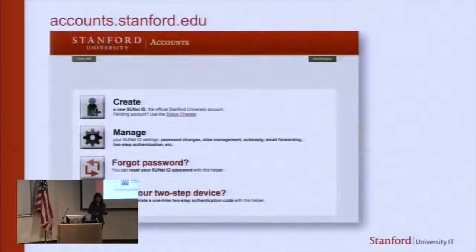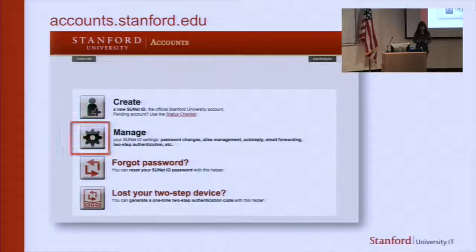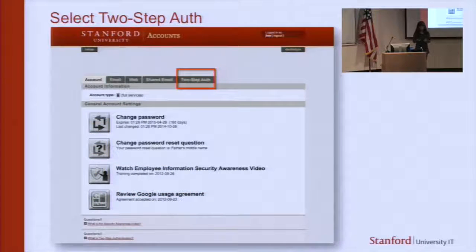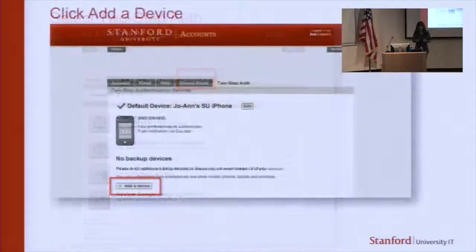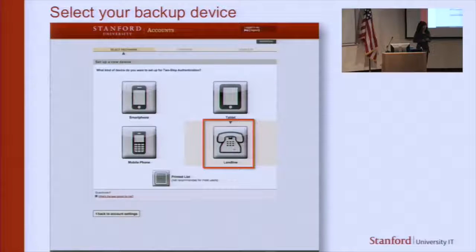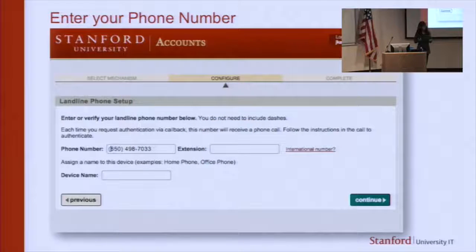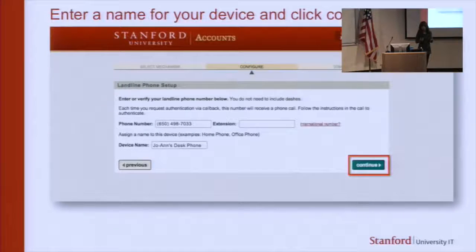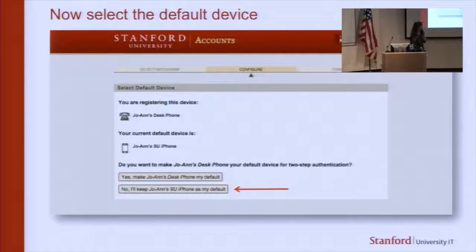Again, I'm going to go back to accounts.stanford.edu, click on Manage, click on the two-step authentication tab, add another device. As I add a device, this time I'm going to choose landline. I just enter my telephone number, my name, the name of the device, and continue. Then it's going to ask me, since you had a device already, do you want this new device to be your default, or do you want the old device to remain as your default? So I'll say, no, I'll keep my iPhone as my default, but I want this one as a backup.